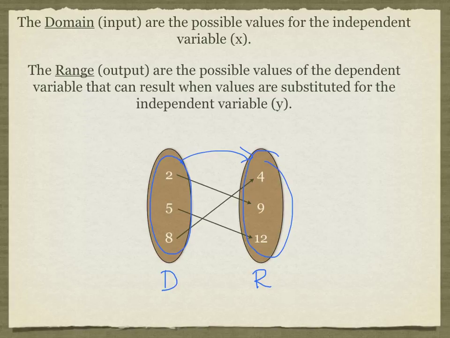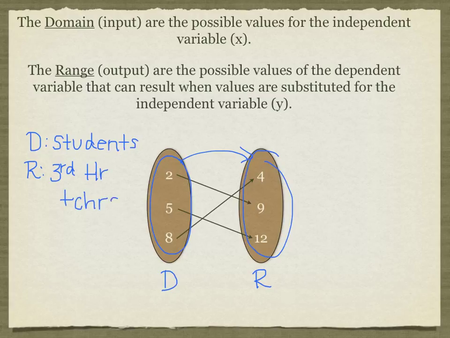So back in that very first example where I said every student was mapped to his or her third-hour teacher, the domain would be the set of all students, and the range, what they're being mapped to, is the set of all third-hour teachers. Okay, so that's domain and range for you.